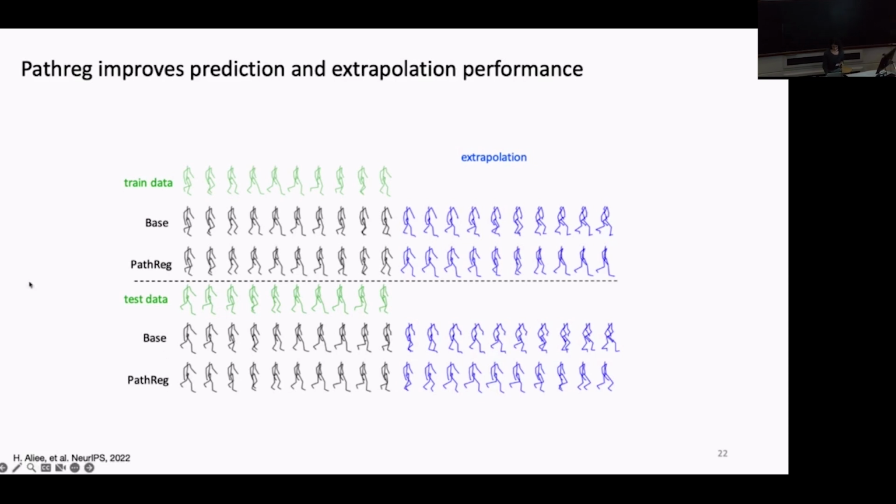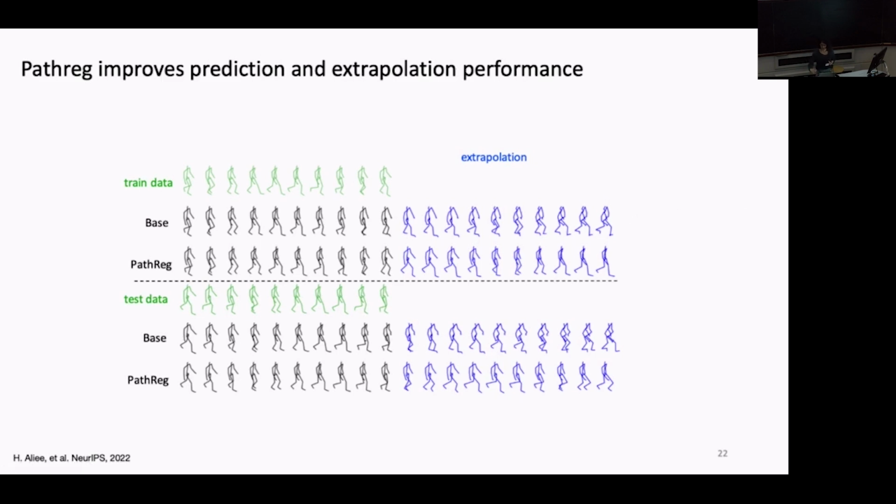This is how the extrapolation looks like for the passreg method and for the base method. And you can see that for the trained data, already the predictions are not that bad. Reconstruction is not bad, but extrapolation starts getting very off for the base model.